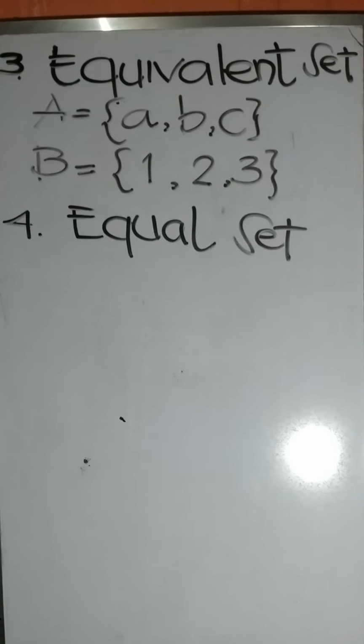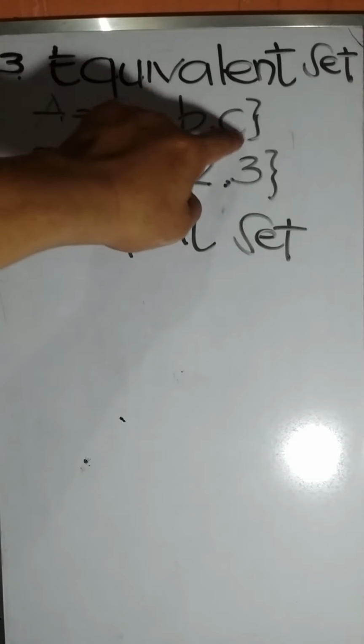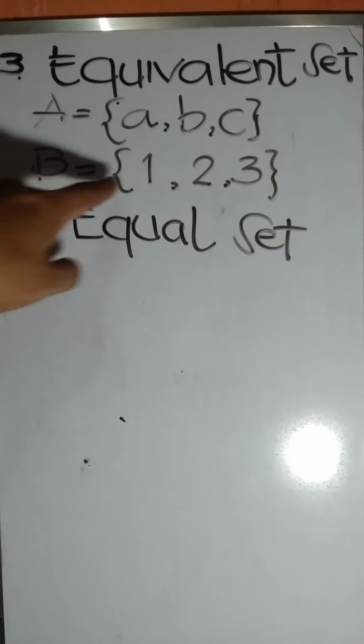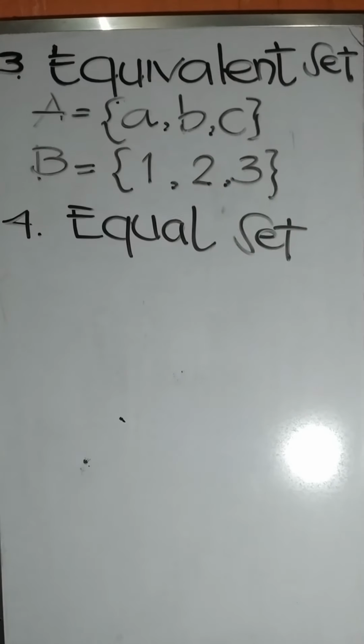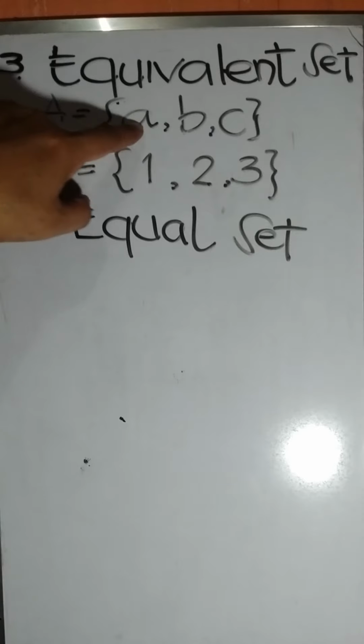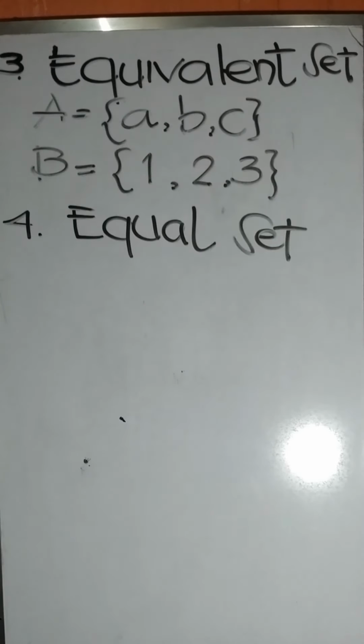Okay, so we have equivalent set. Set A contains elements a, b, c. Set B contains elements 1, 2, and 3. So they are equivalent sets kasi same number of elements sila. Meron siyang a, b, c, 3 elements siya. Sa B, 1, 2, and 3. Equivalent set. So equivalent set means same number of elements. Kung dito ay 4, dapat dito 4. Kahit magkaiba sila ng laman, as long as magkaparehas ang bilang, that is equivalent set.